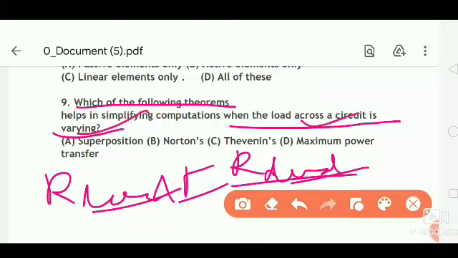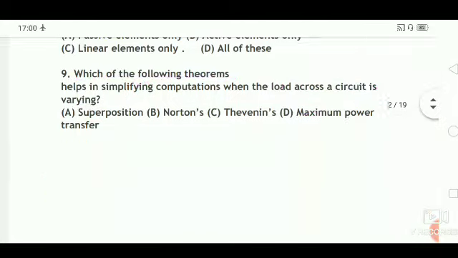So here we get from the options superposition, Norton, Thevenin's and the maximum power transfer. It is the maximum power transfer theorem. So option D is the right answer.